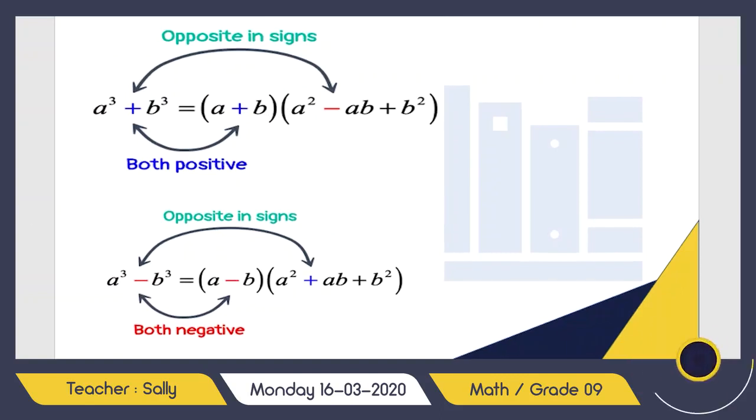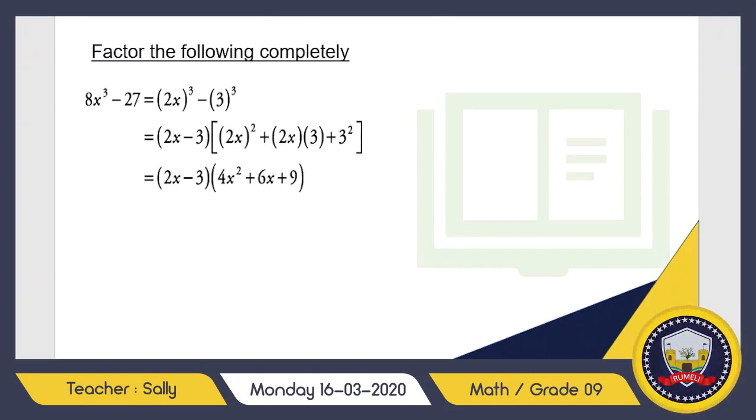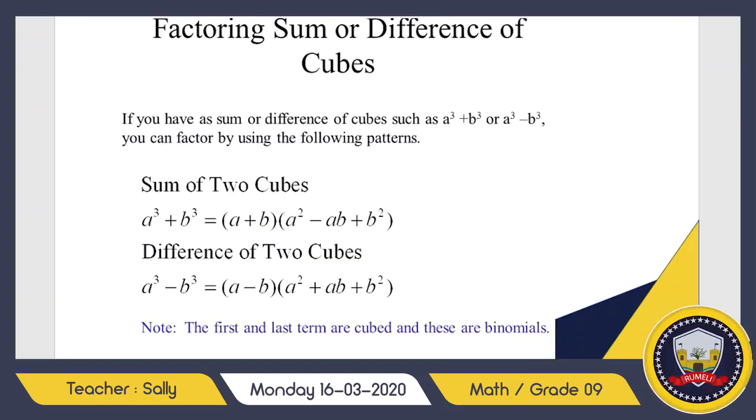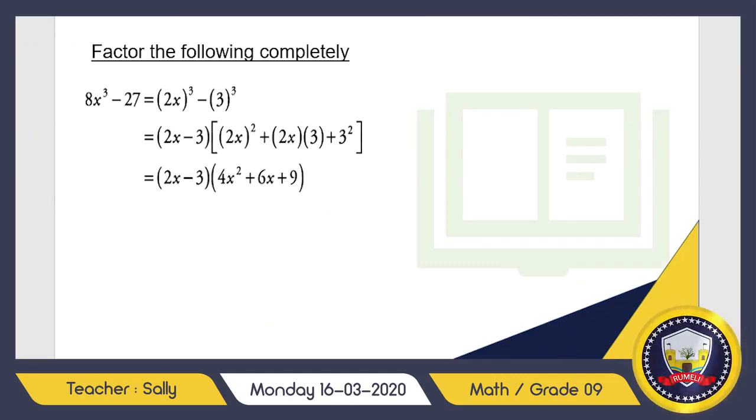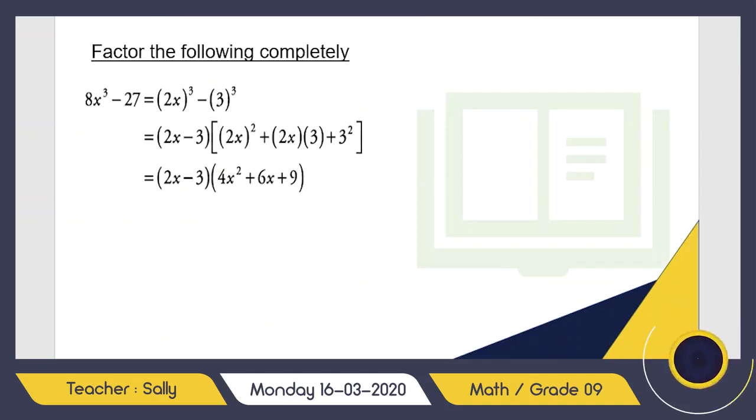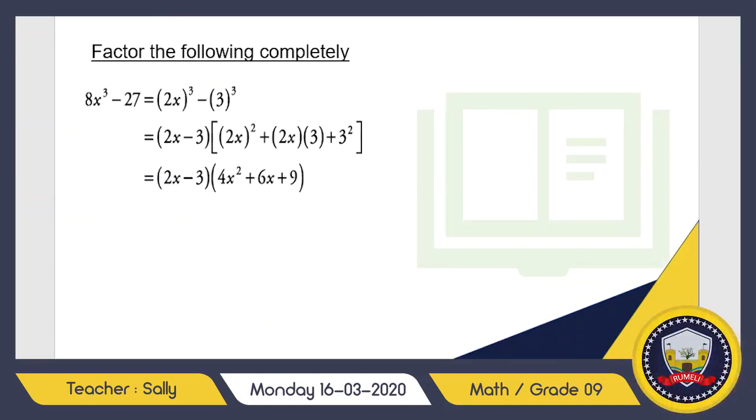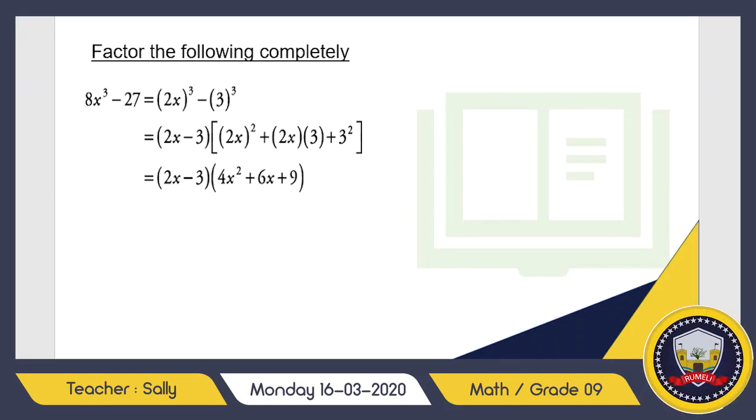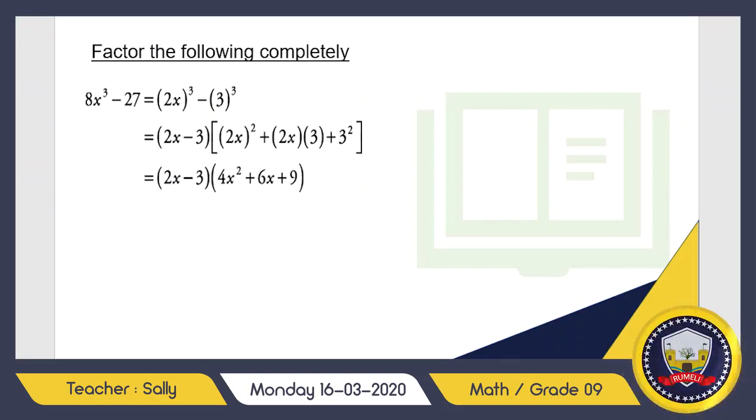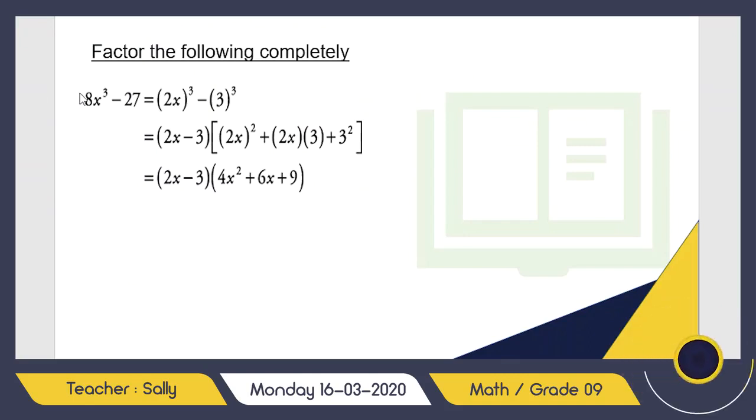Let's take another example. Here, no, let me take a simple one. Yes, here, 8x to the power of 3 minus 27. Factor the following completely. So here I will ask myself, is it a binomial? Yes, it is a binomial because it contains 2 terms.